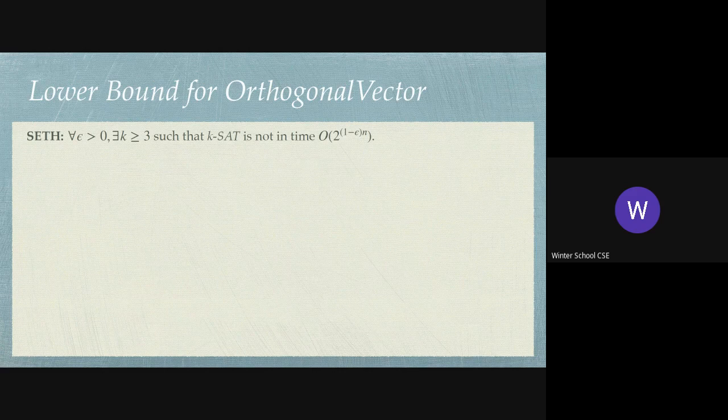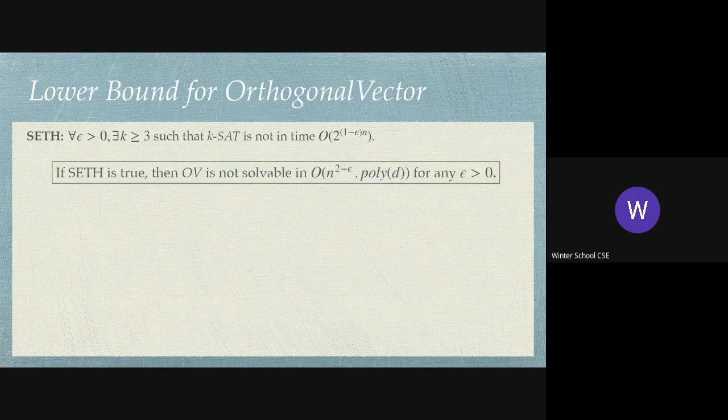So like I said, we will assume that SETH is true, right? So what was SETH? It was that for every epsilon greater than 0, there will exist a k greater than or equal to 3, such that k-SAT is not solvable in time order of 2 to the 1 minus epsilon times n. And this is what we want to prove: if SETH is true, then OV is not solvable in order of n to the 2 minus epsilon times poly d for any epsilon greater than 0.